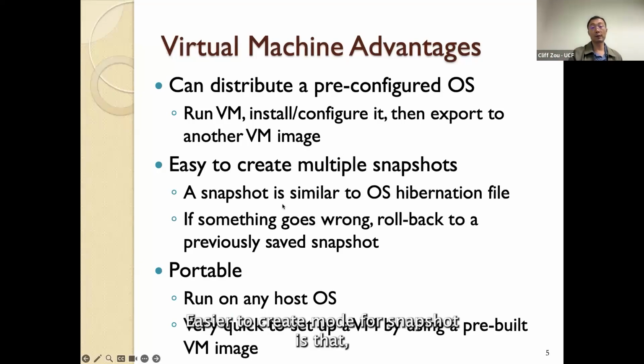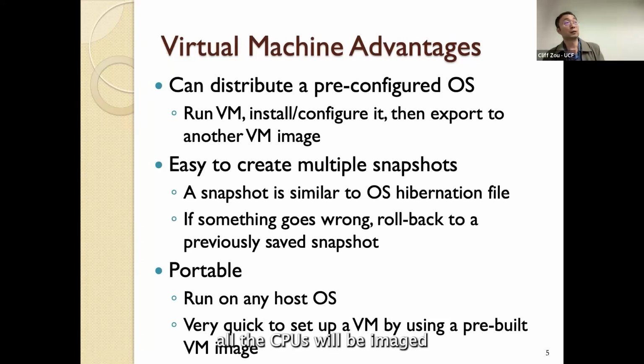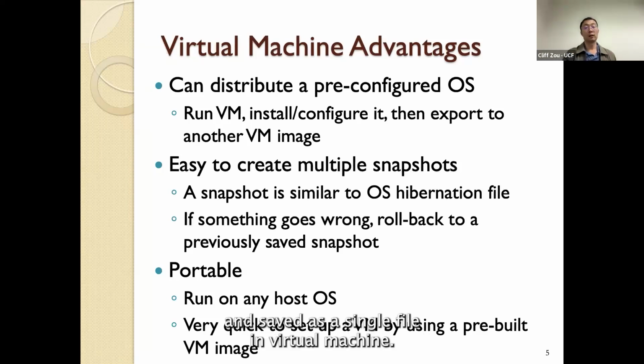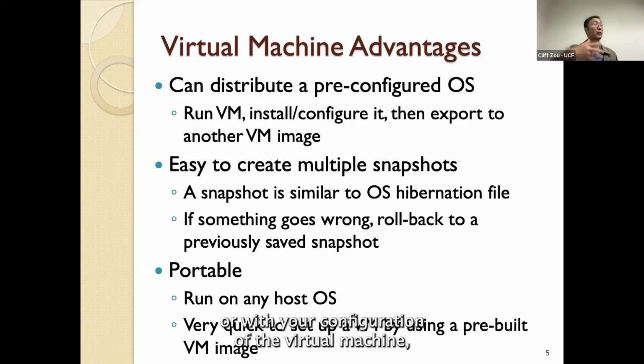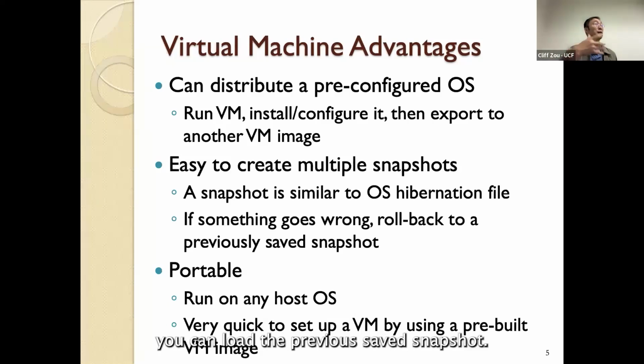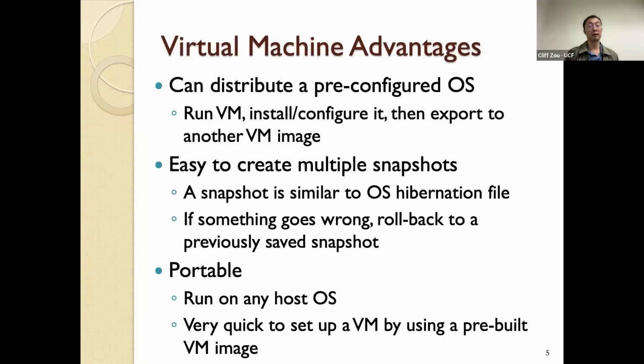It's also easy to create multiple snapshots. A snapshot is like a hibernation. For a Windows computer, you can hibernate, and then after hibernating, all the memory and CPU state will be imaged and saved as a set of files. In a virtual machine, you can create a snapshot. Then if something goes wrong with your installation or with your configuration of the virtual machine, you can load the previously saved snapshot. Then your virtual machine will return to the previous state.